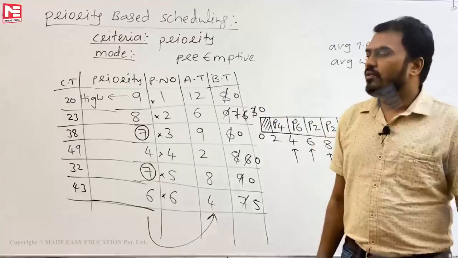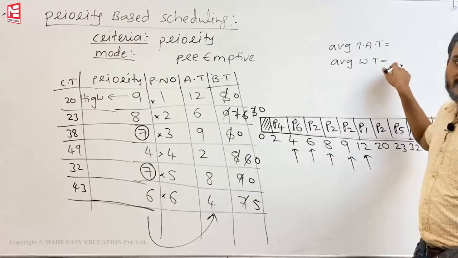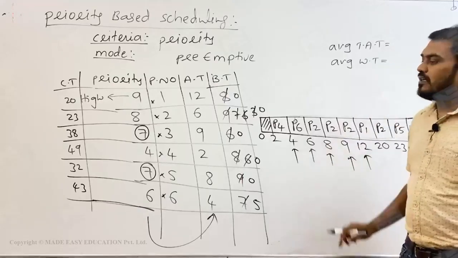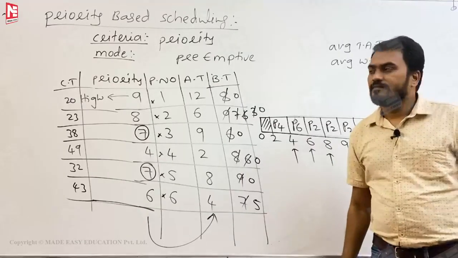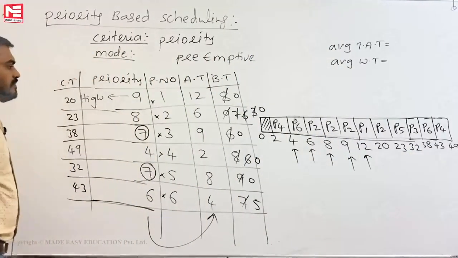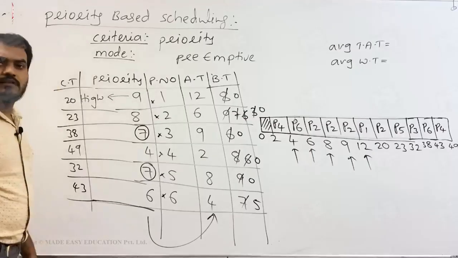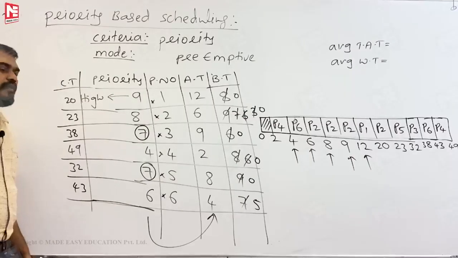Check out the values and find the turnaround time, and find the average waiting time. Is that clear? So check properly. Do you want me to solve that? It is a small calculation, you can do that. Please check the calculation and find out the answer.